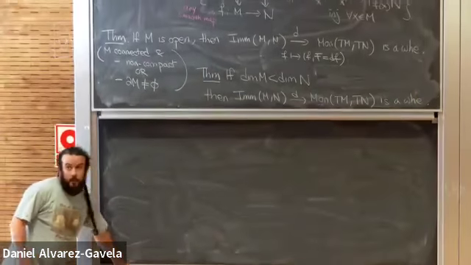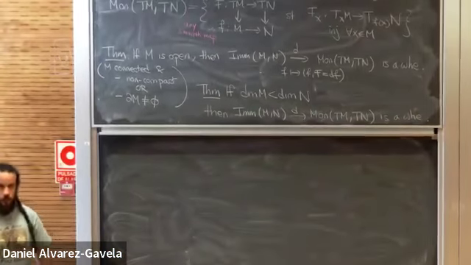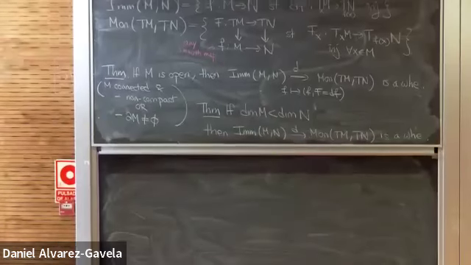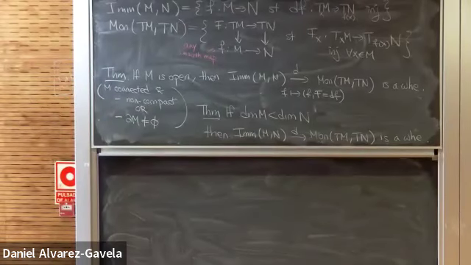Any questions about the statements of these theorems? The second one, it can be closed. Yeah, second one. In the first one, the dimension of M can be equal to the dimension of N, but I demand that M is open. And in the second one, M could be closed, but it must have dimension strictly smaller than the dimension of the target.